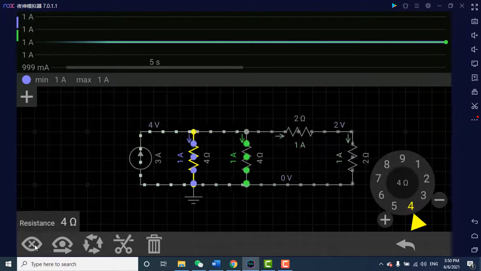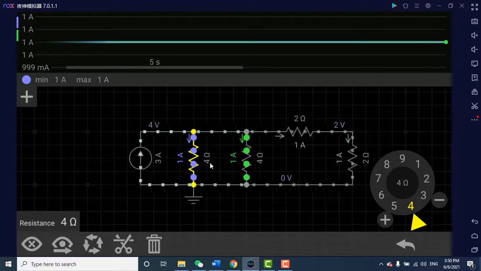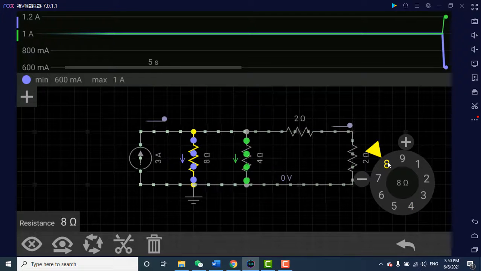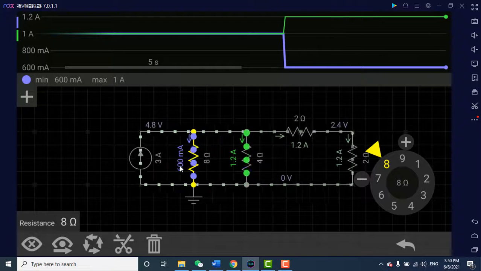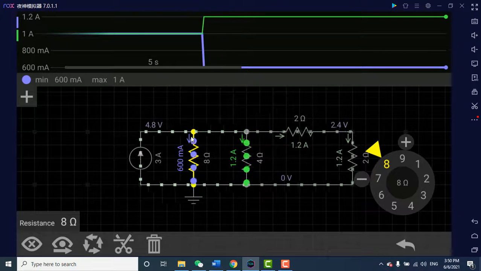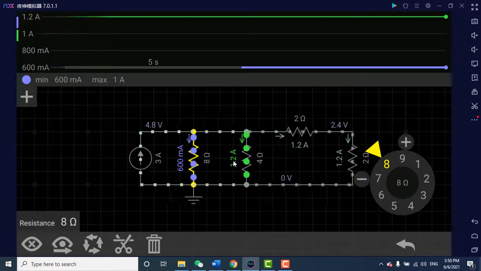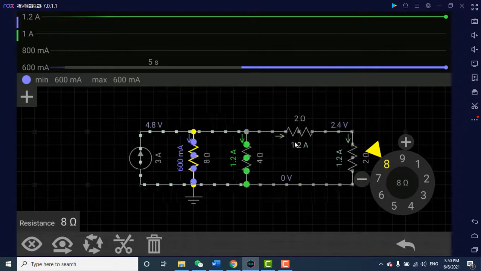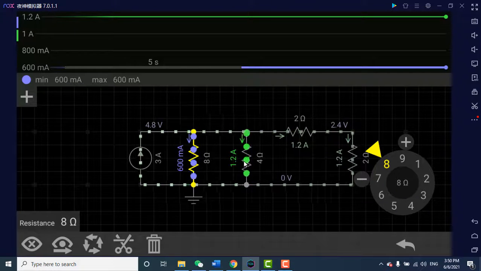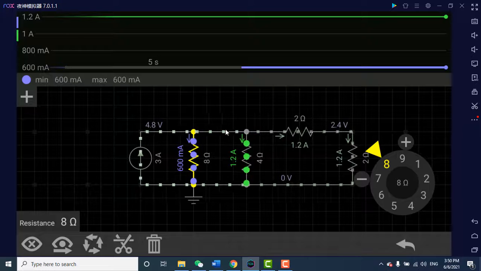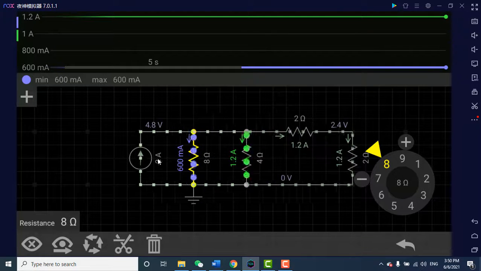So if I change the value of resistance, select this resistance and change the value. Now this resistance is 4 ohm. If I set this resistance to 8 ohm, double. Now you can see the 600 milliamps of current is moving in this branch, and 1.2 is here and 1.2 is here. The total current flowing in this branch is 2.4, and with the 600 milliamps it is total again 3 amps.